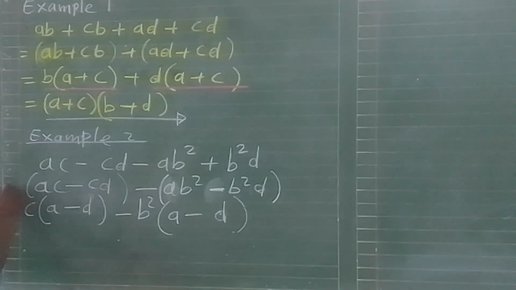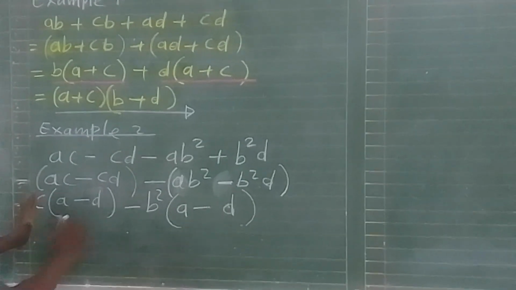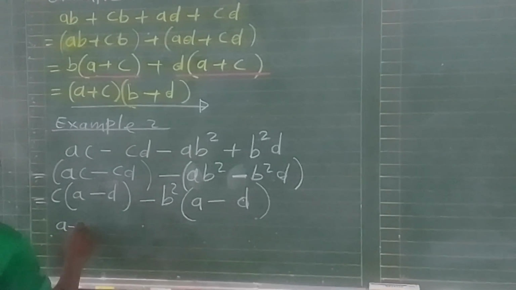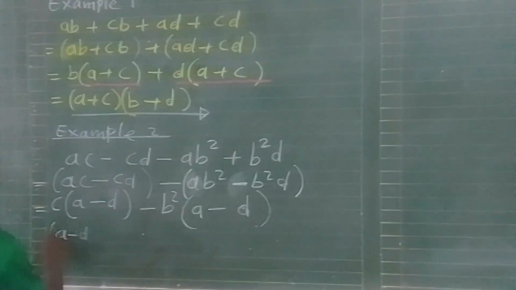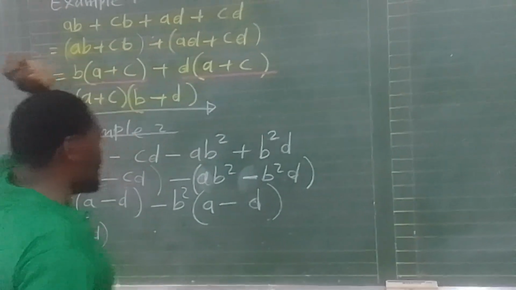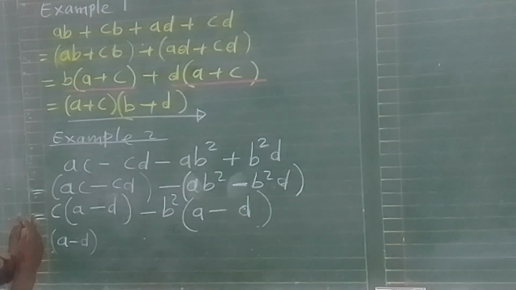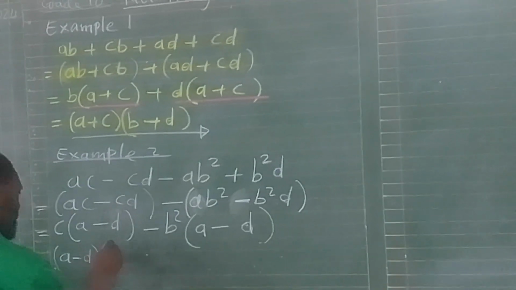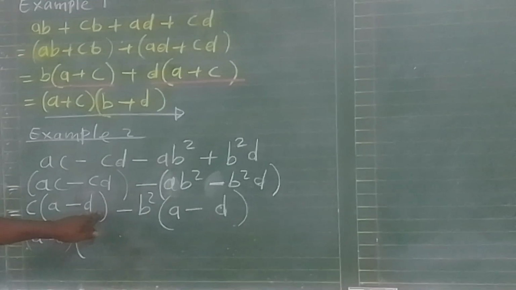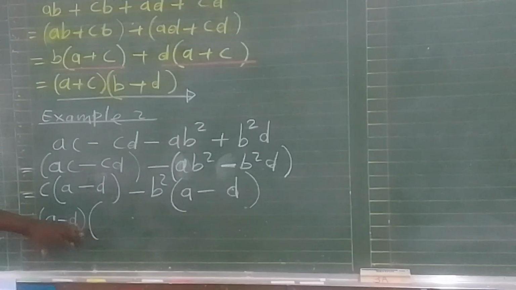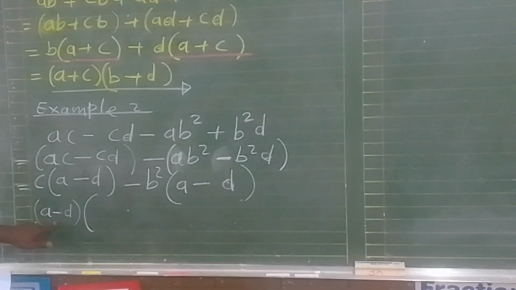Now I must group them. Group my pairs. This is equal to, take A minus D as a common factor. A minus D is a common factor. Now I am grouping the pair. This is a pair, needs to be grouped. When you group them, you are doing what we call a common factor. A minus D into C minus B squared. It's C minus B squared.